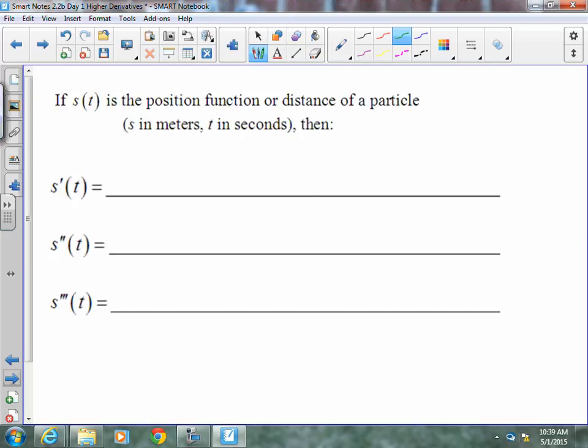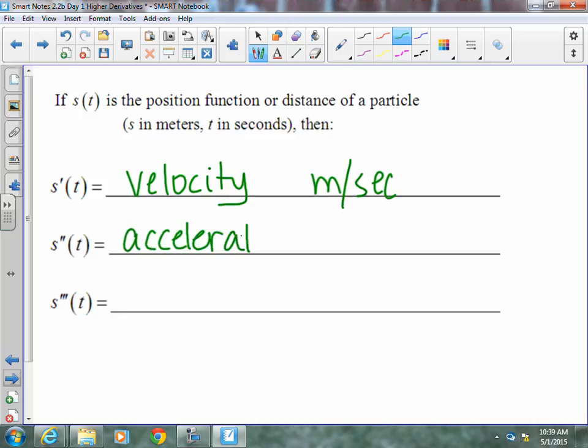Now, we talked a little bit about this in the previous video. If s of t is the position function or the distance of a particle, then f prime of t is the velocity. Its label would be meters per second. The second derivative we talked about in one of our examples yesterday also, although you didn't know it yet, is the acceleration. And it is meters per second squared, because it's meters per second per second.